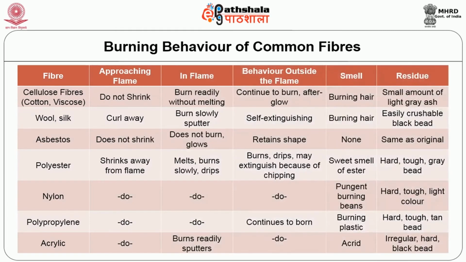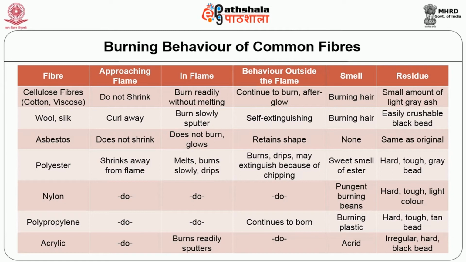For example, for a cellulose fiber, approaching the flame, it does not shrink. In the flame, it burns readily without melting. Behavior outside the flame, it continues to burn with afterglow. Smell of cellulose fiber when burning, especially cotton and viscose, will be like burning of hair, human hair. Residue will be a small amount of light grey ash.